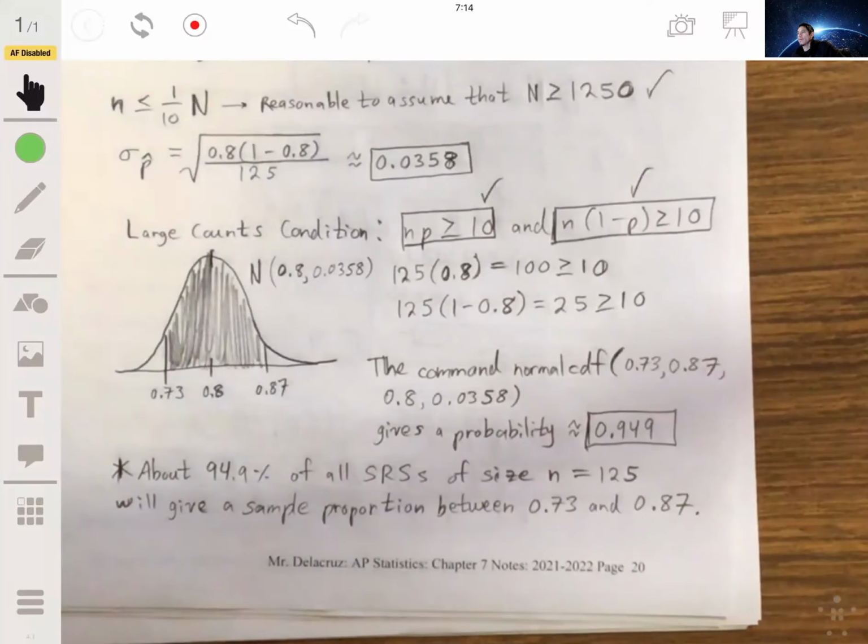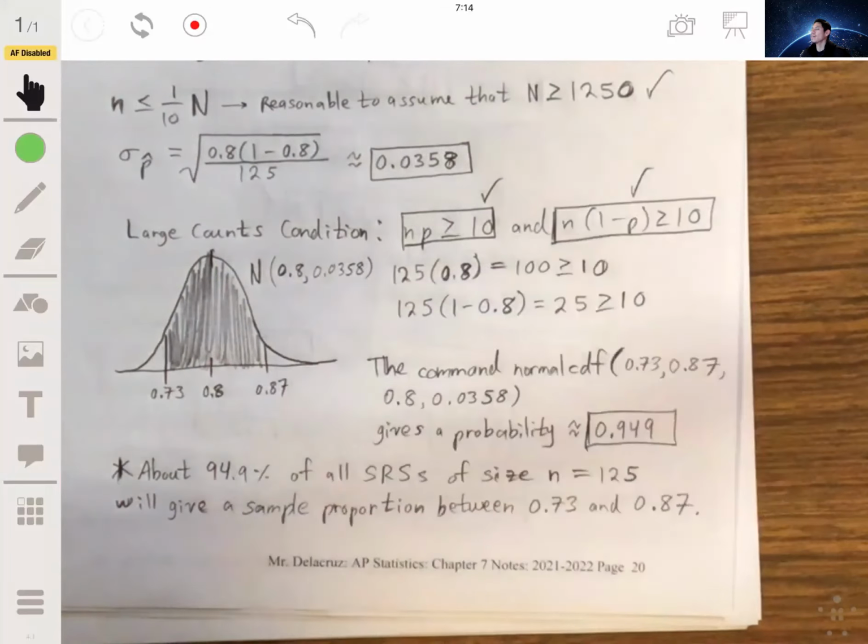All right, so there you go. There's an overview of how we work with sampling distributions of population proportions. In the next lesson, we're going to look at what we do when we're dealing with means.